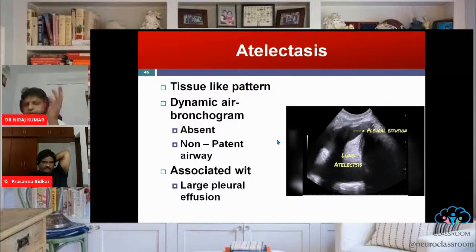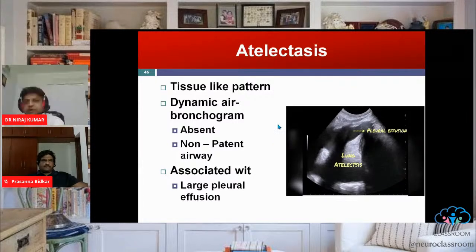So we have seen that this air bronchogram was moving with the respiration. That's why it was a dynamic air bronchogram. And if it is not moving with the respiration, that is called a static bronchogram. Why am I stressing this dynamic and static? Because dynamic air bronchogram is the characteristic feature of consolidation. And if it is a static type, then it indicates the atelectasis pattern.